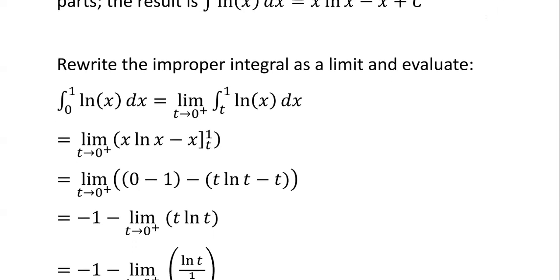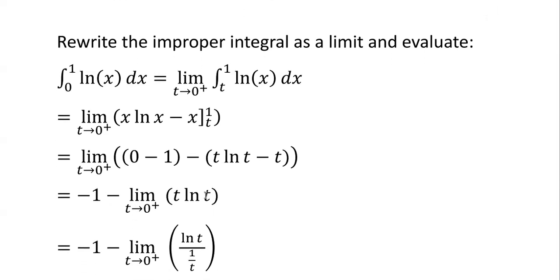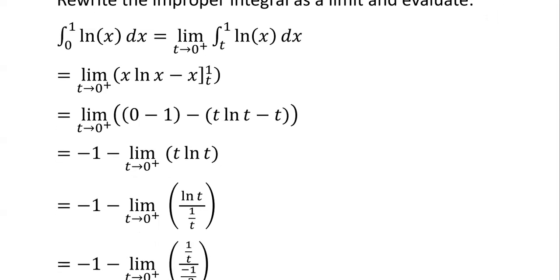We need to use L'Hopital's rule here. Don't forget that. In order to use L'Hopital's rule, we need 0 over 0 or infinity over infinity. Right now it's 0 times infinity, so we have to change it. I rewrote it as ln t divided by 1 over t. So now it's infinity over infinity, and now I can use L'Hopital's rule.